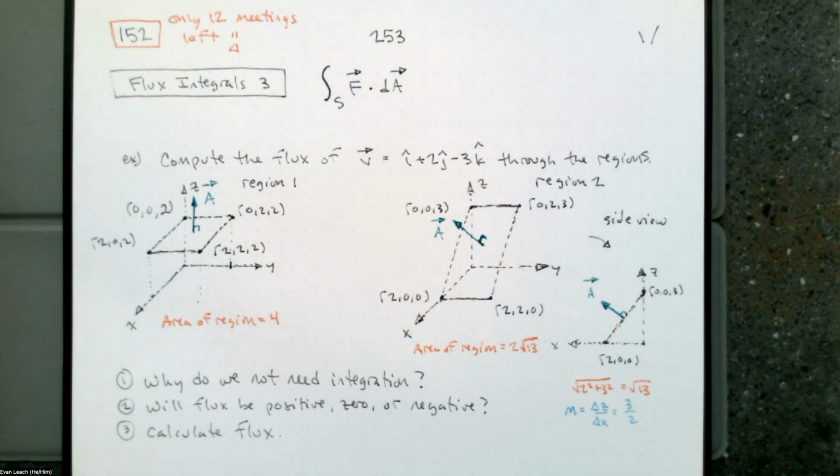So the first question is, we want to look at this particular problem that we set up. Why do we not need integration in these calculations? I want to know why. I want you to think about whether the flux is going to be positive or zero or negative. And then I want you to calculate the flux. So pause the video here and think about these questions.